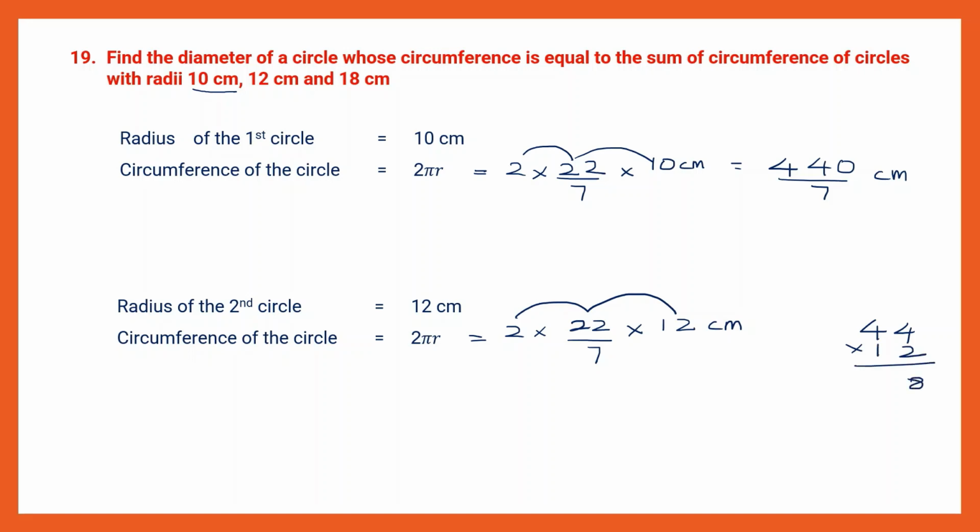2 fours are 8. 2 fours are 8. Then 0. 1 fours are 4 and 1 fours are 4. Now add it up. 8. 8 plus 4 is 12. Carry 1. 4 plus 1 is 5. So that's 528 by 7 centimeters. So now we have found the circumference of the second circle.